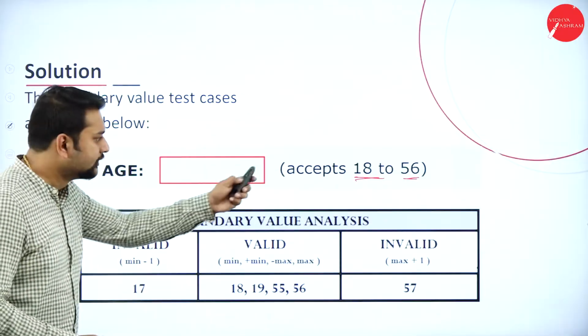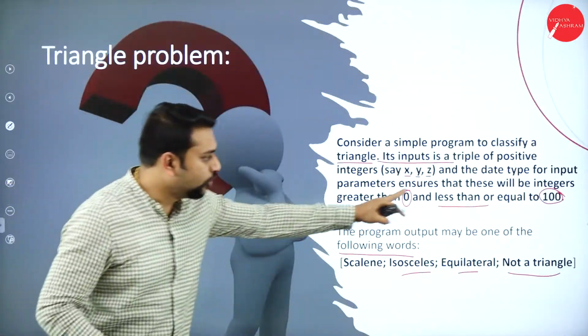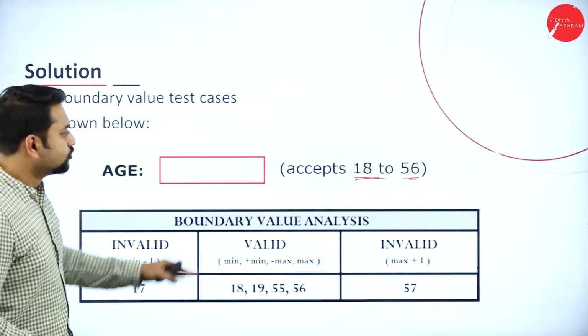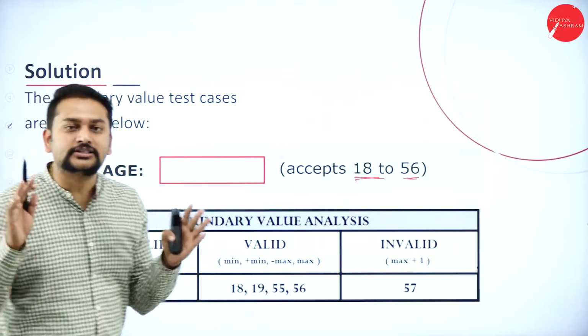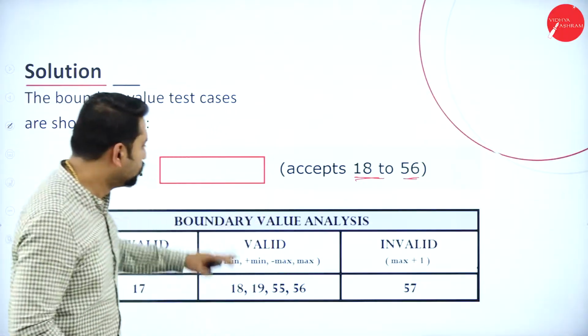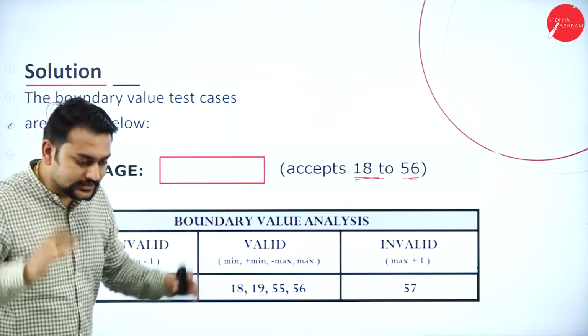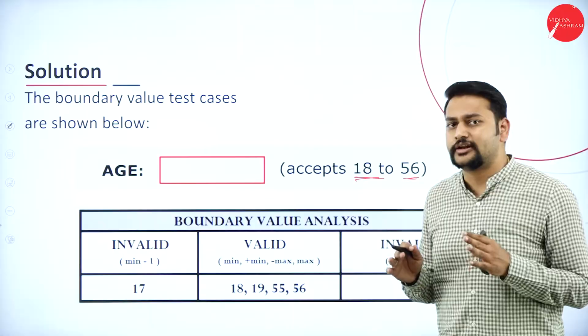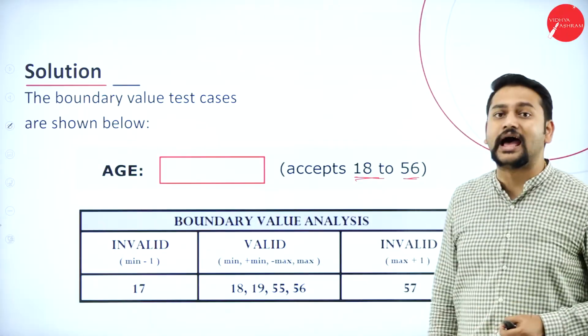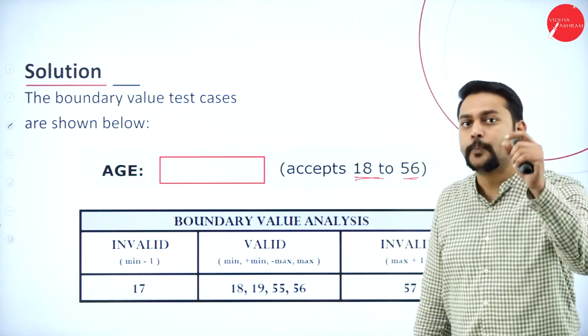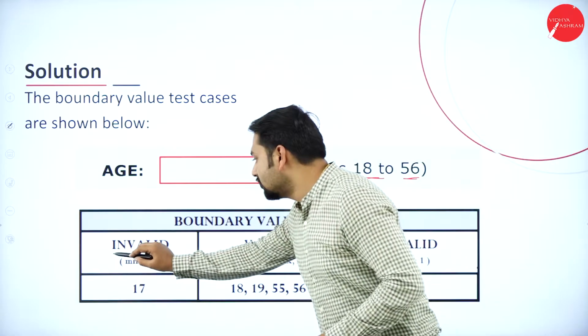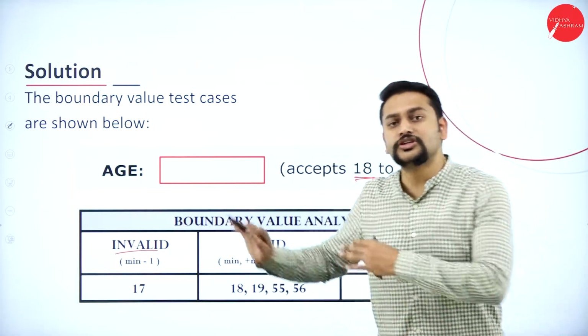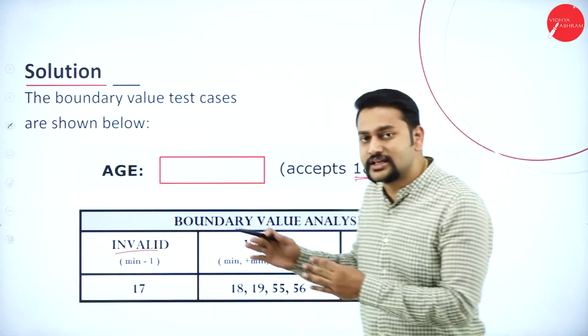You need to compare this example with 0 to 100. So fine, 18 to 56 characters I can enter in this text box. That is the constraint that I have. So I need to calculate the boundary values. How do I calculate? This is my boundary value analysis table. Please observe, I have invalid. What is the first column? Why do I have that as invalid?